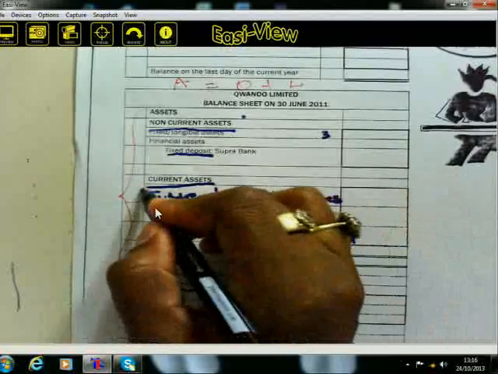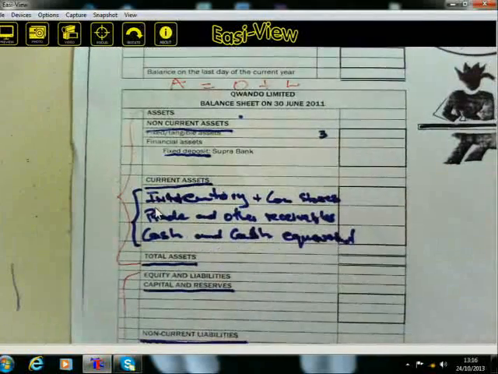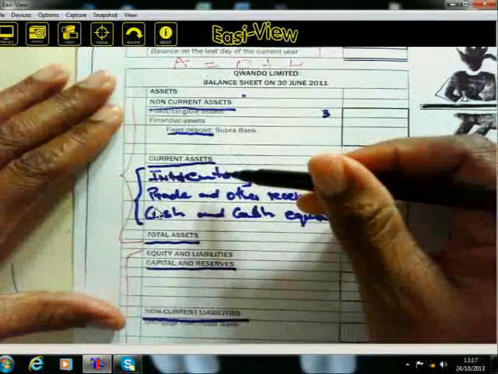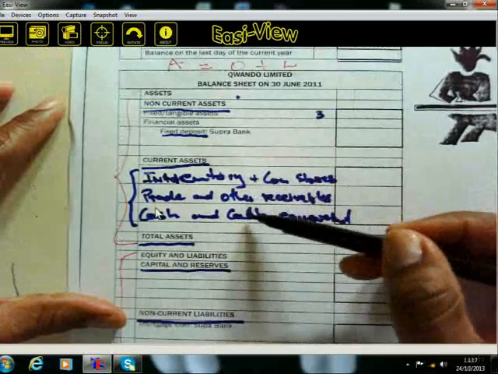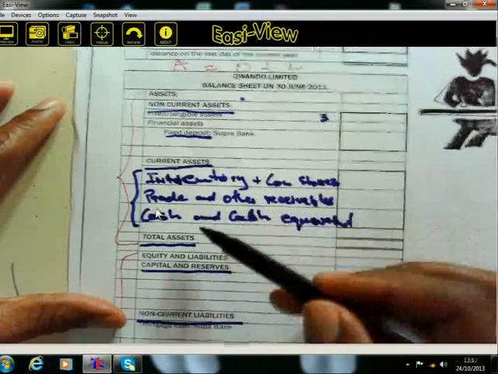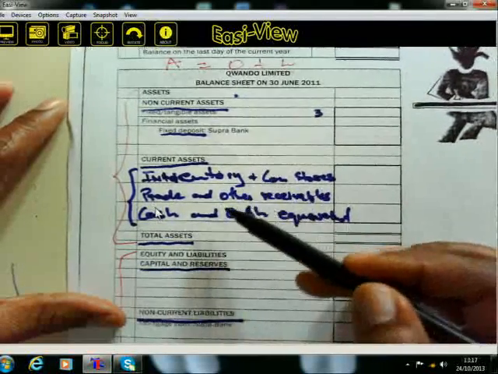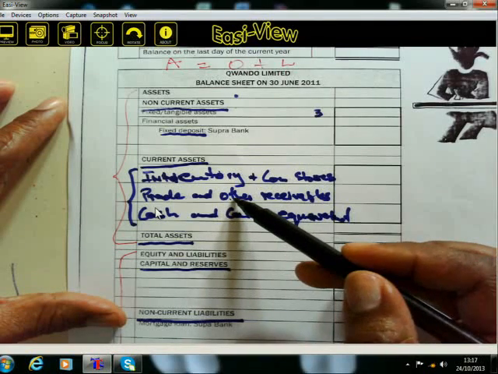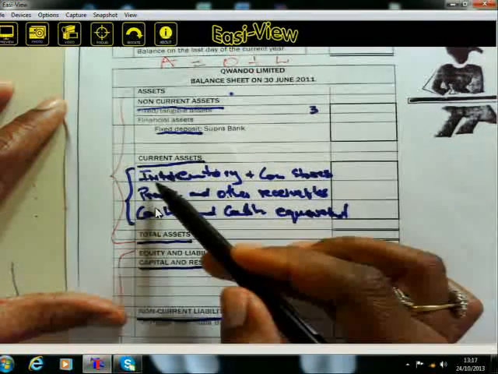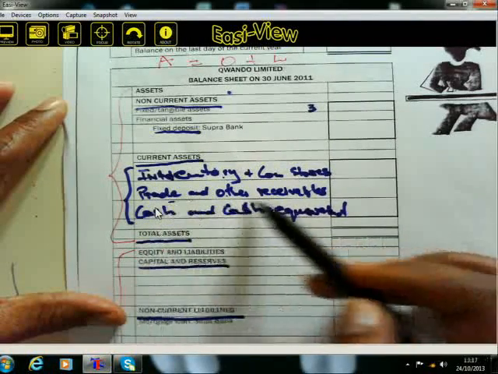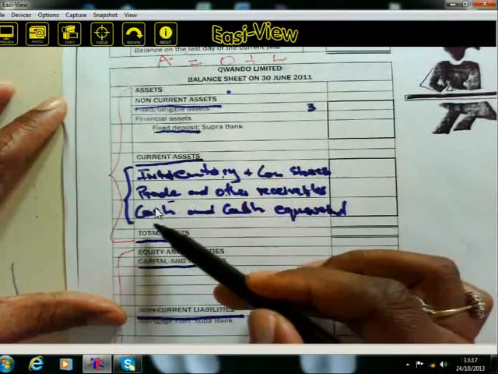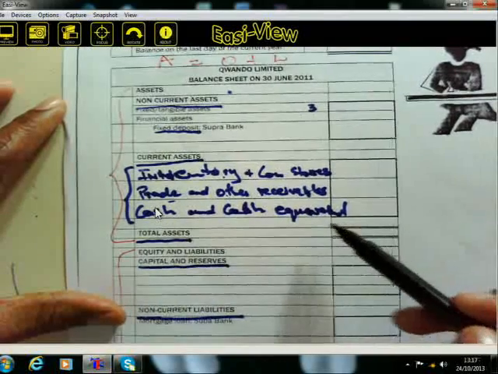Now the main thing that learners should be warned against, especially under the current assets, is the sequence. We want this sequence to be like this. We don't want you to start with cash, or we don't want you to start with trade and other receivables. You should start with the inventory, and then you come to the trade and other receivables, then cash and cash equivalents.